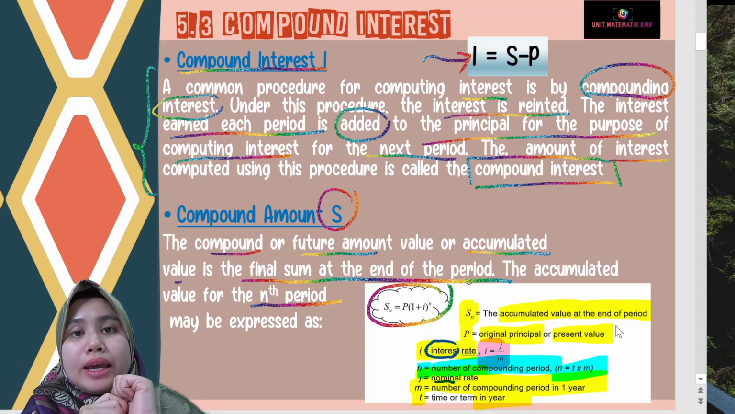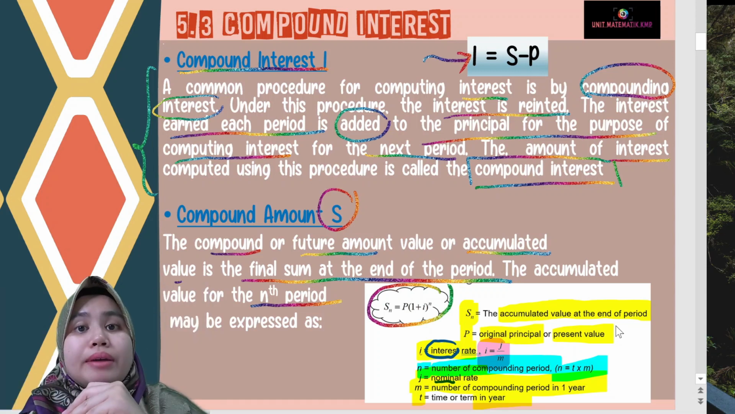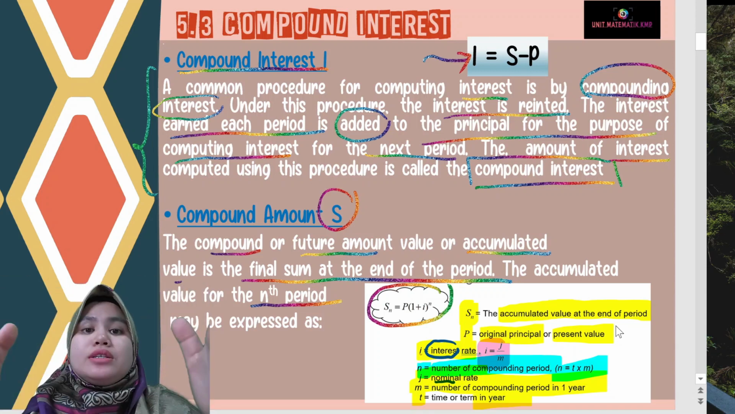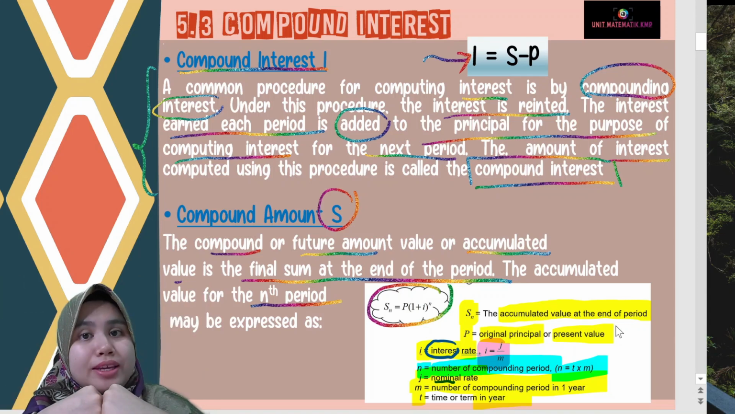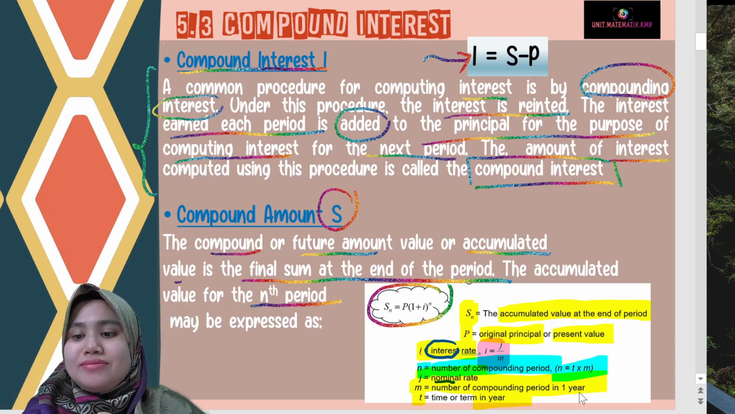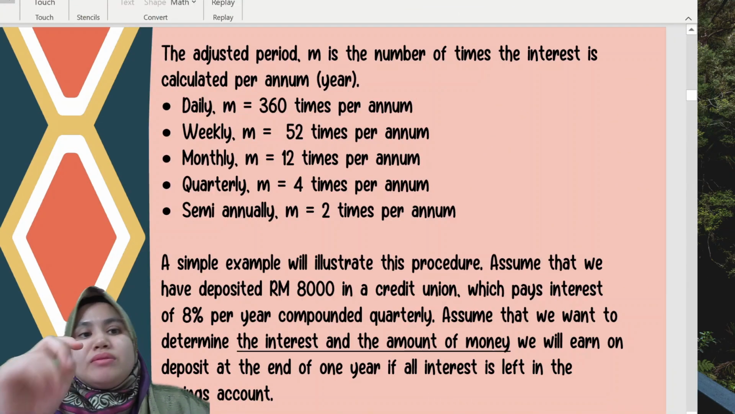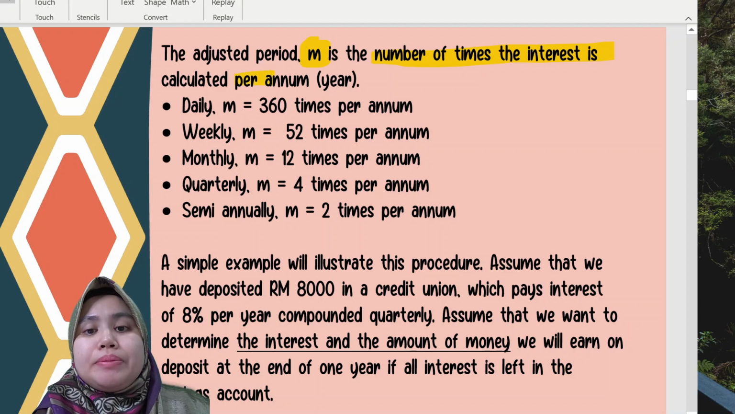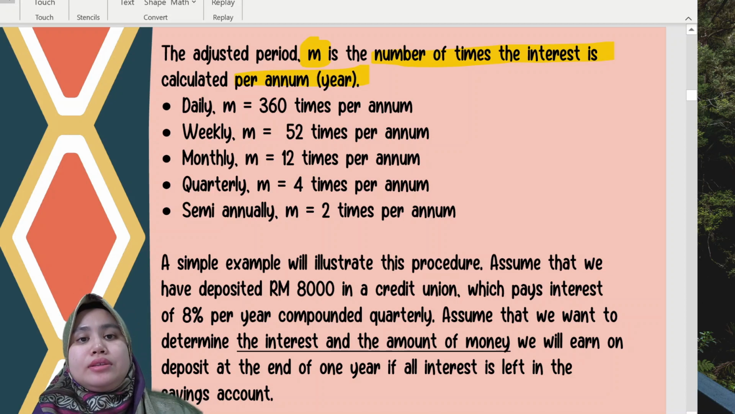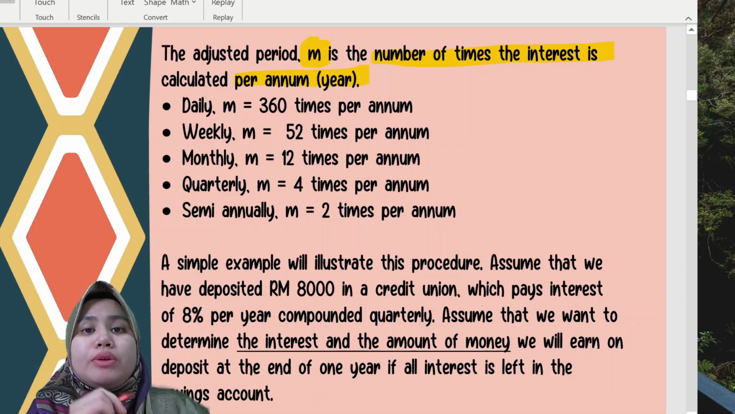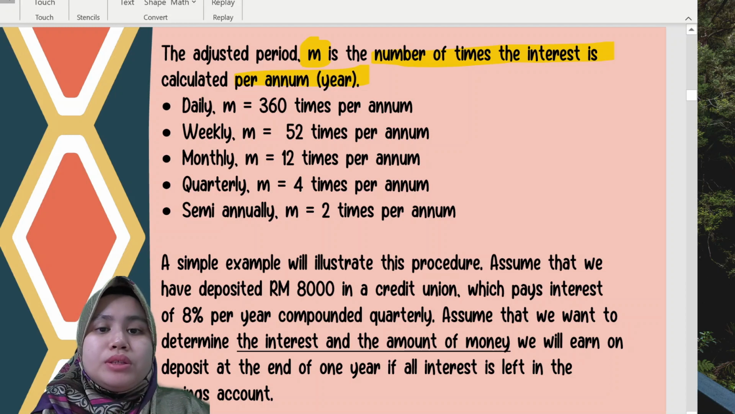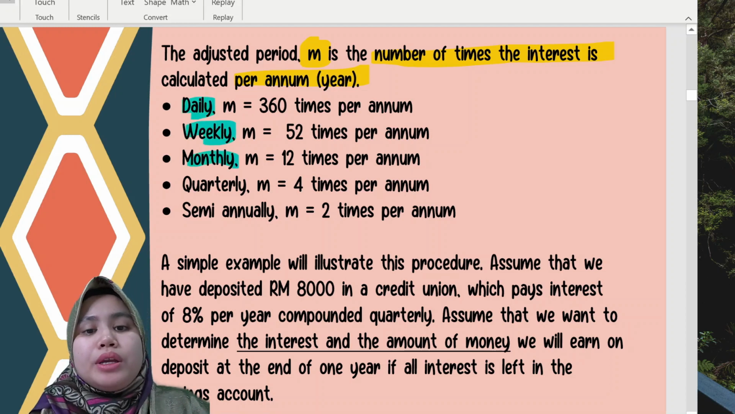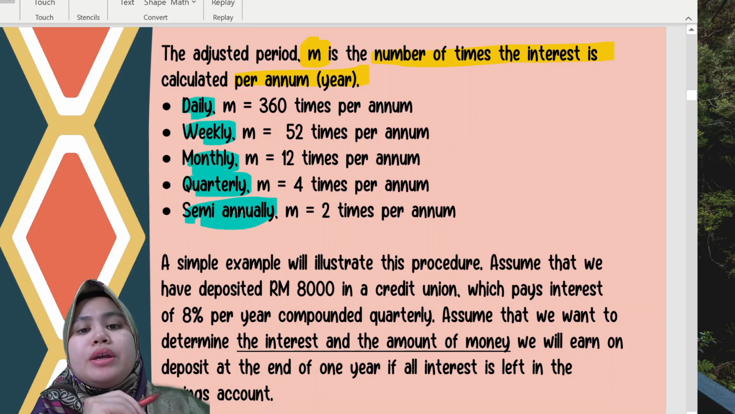Later we will look at m and what values we have for m. And t is of course your time in years. The adjustment period m is the number of times the interest is calculated per annum, or per year. How many times? In the question you will see these words: either daily, weekly, monthly, quarterly, or semi-annually.